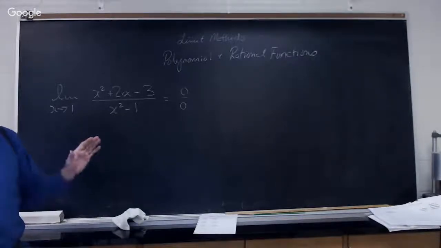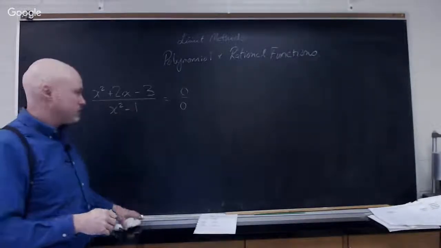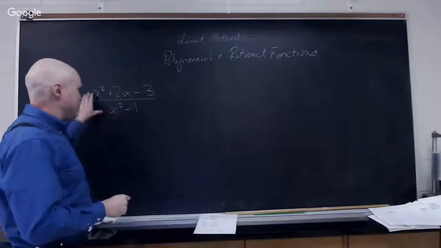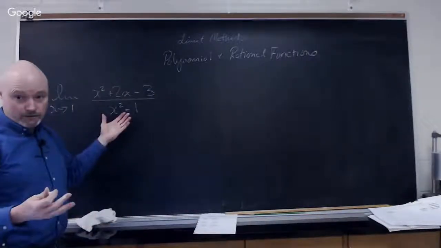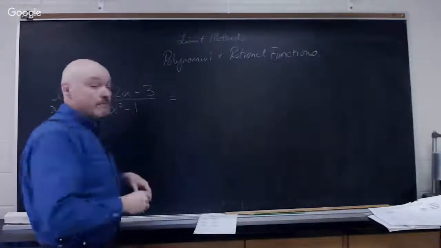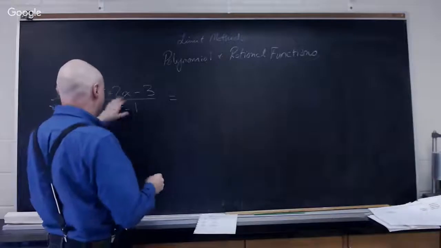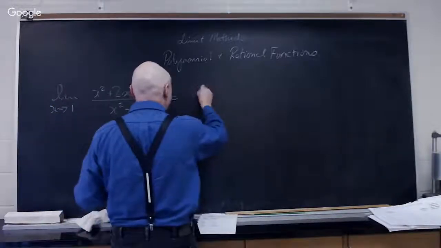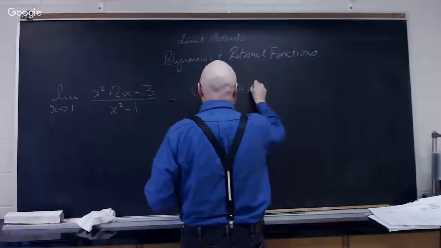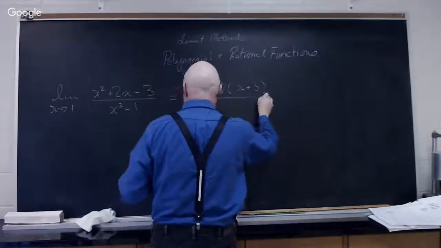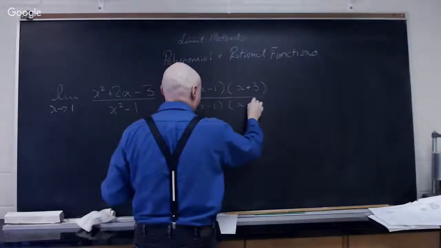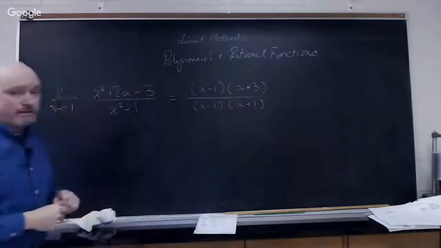So we can fix this whole 0 over 0 issue. What we are going to do is factor the top and bottom and see what happens. Maybe we can fix this. So the top comes to x minus 1 times x plus 3. And the bottom I recognize as the difference of squares, so that's x minus 1 times x plus 1. There we go. We factored it.